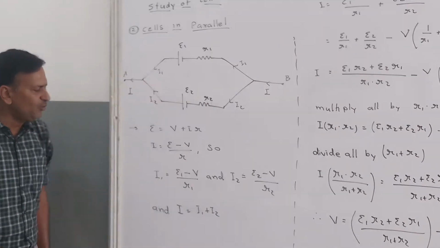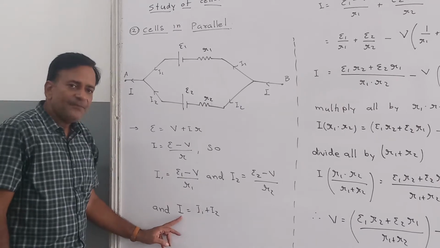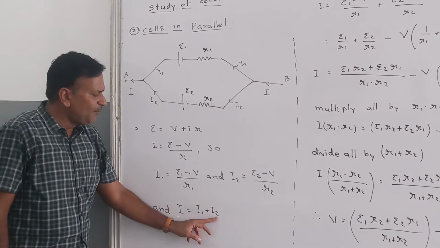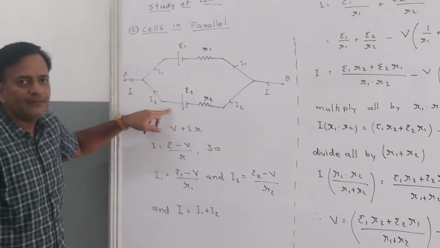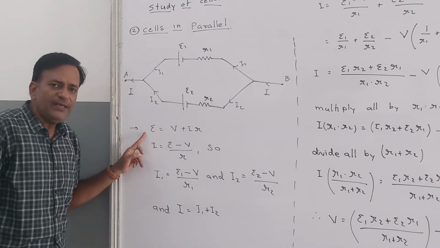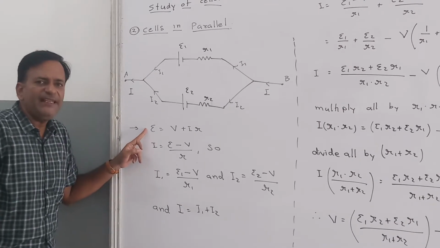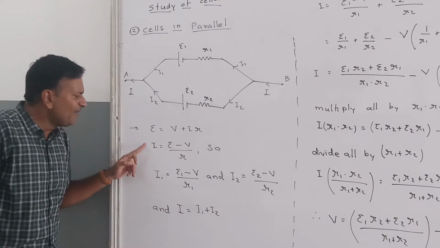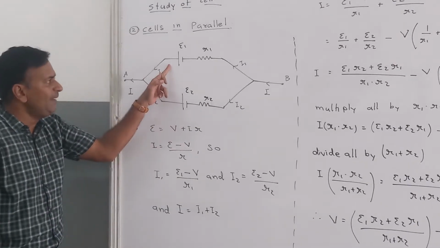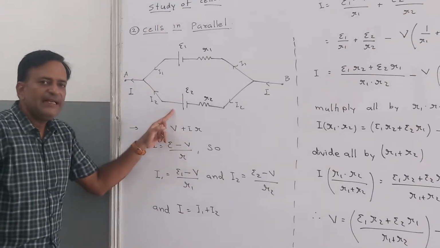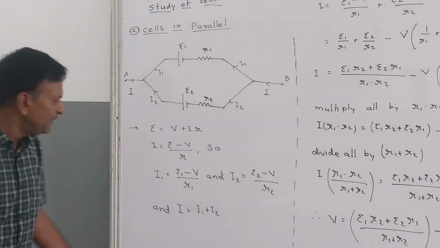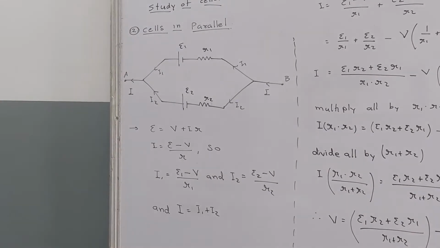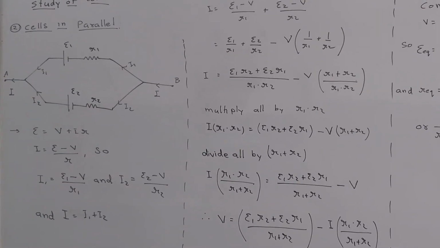Okay, now coming back to the derivation. What is I? I is equal to I1 plus I2. So what I have done? I have connected two cells in parallel. I have written the cell equation, and from this I have obtained the equation of current. I have written the equation of current for cell number 1 and cell number 2, and then I have added both the currents. Now coming to the second step. From this we have the second step of the derivation.